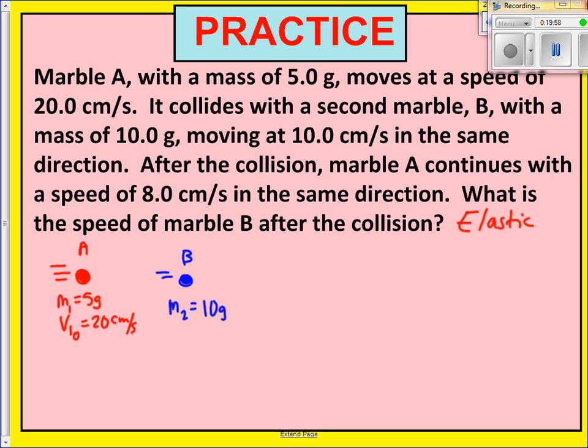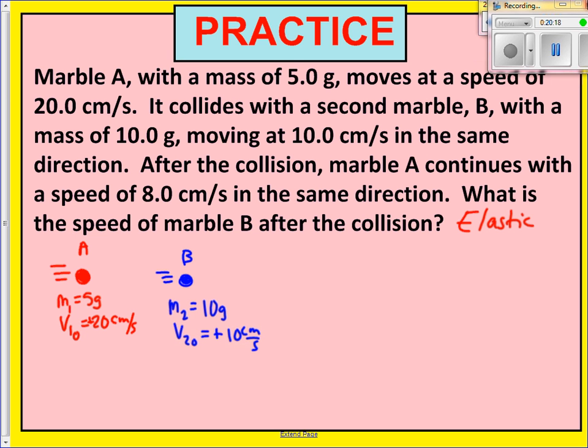So marble B must also be moving, but it's not moving as fast. So marble A is going to catch up to it, but they're moving in the same direction. So the velocity initially for marble B is going to be positive 10 centimeters per second. And let me put a positive back here. There we go. All right.